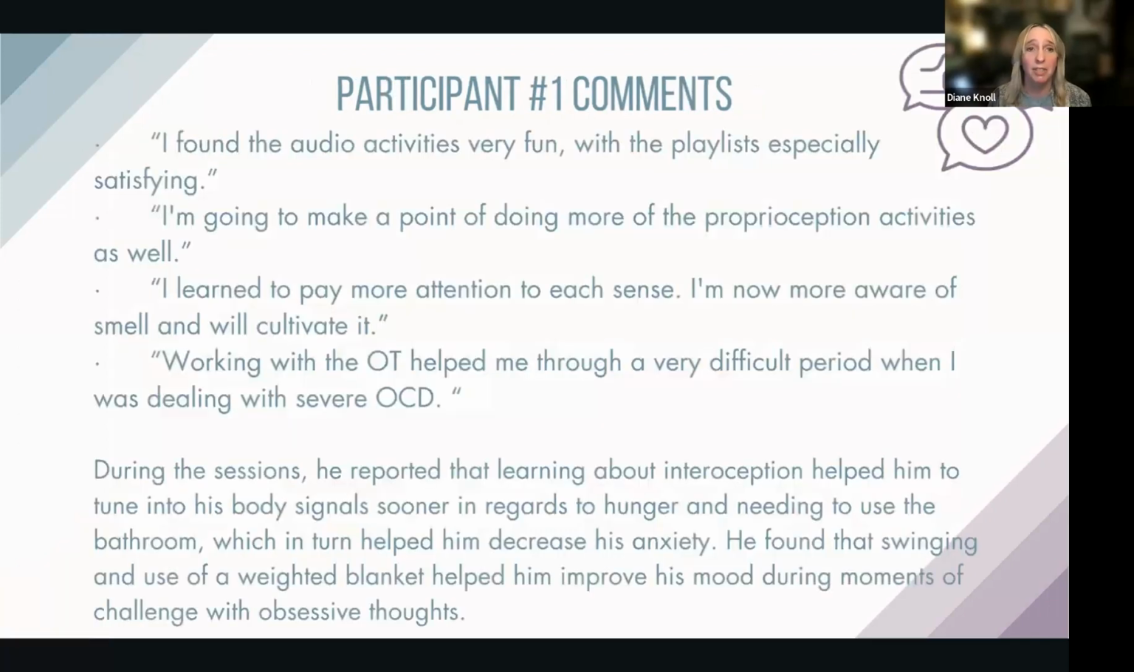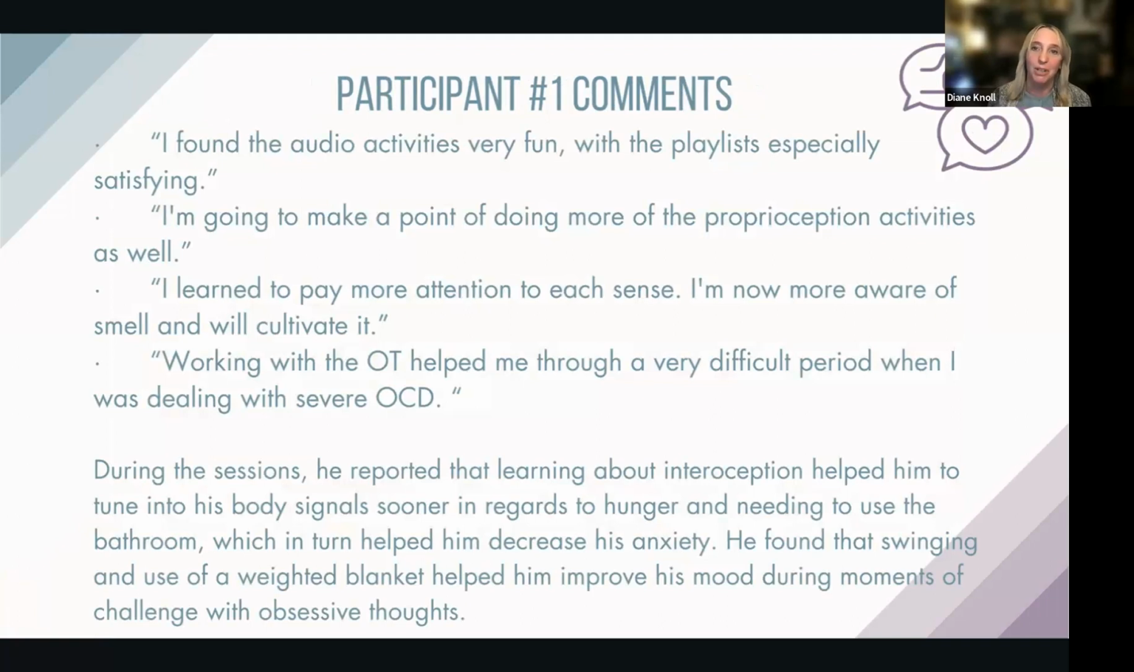And then these are just some of his comments. He is really into music, so when we did auditory, that was a very fun week for him. Making playlists was especially satisfying. We did some mood-regulating playlists, so that was a joy for him.